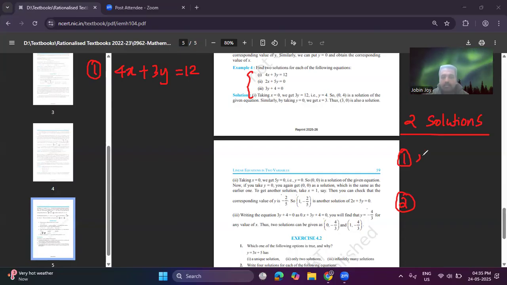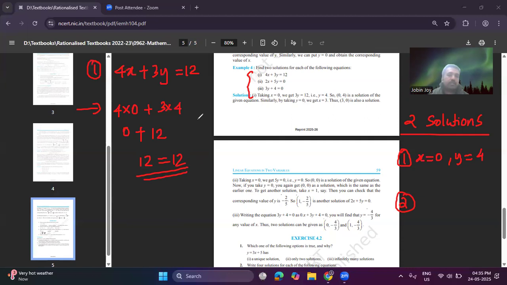Okay, so first I am putting x equal to 0 and y equal to 4. So check here. 4 into x, what is x? x is 0, plus 3 into what is y? 4. 4 into 0, 0, plus 4 into 3, 12. So 0 plus 12 is 12. So 12 is equal to 12. LHS is equal to RHS, right? So this is a solution. x equal to 0, y equal to 4 is a solution of the given equation.